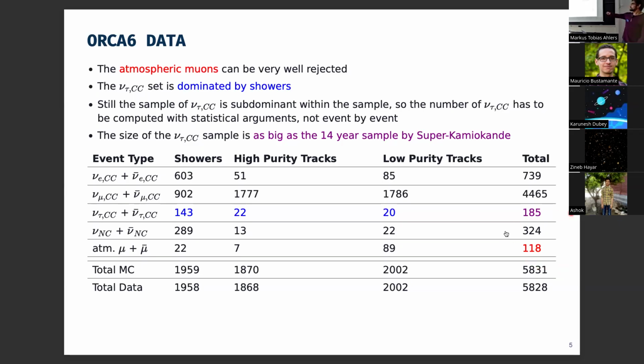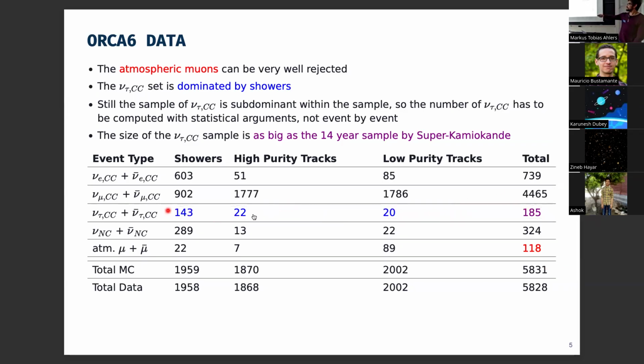Now, the other interesting thing concerns the tau, or the charged current tau neutrinos. Here we have 185 tau neutrinos, which doesn't seem that much at first. But if you look at the 14-year sample by Super-Kamiokande, we got exactly the same number. Just a nice way to brag. Especially because we took almost 2 years for that, not 14.